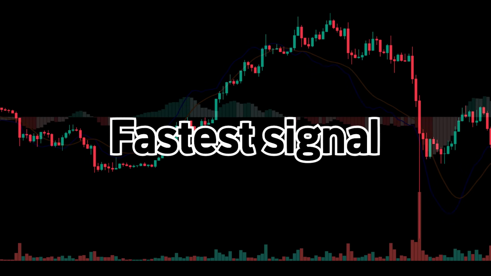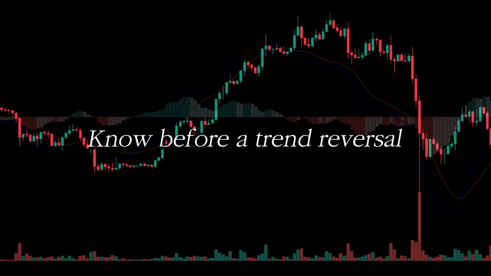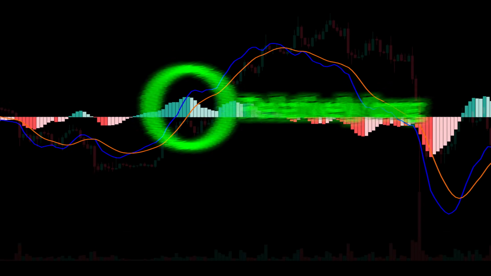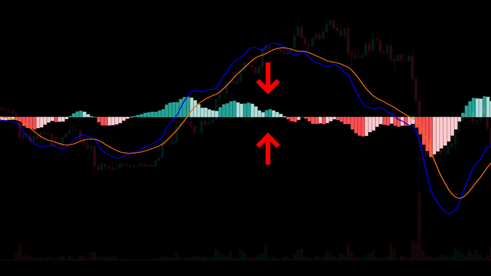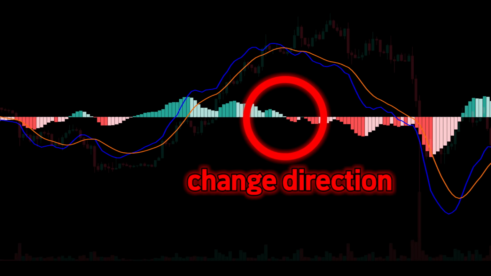Strategy 3. MACD Histogram Reversal. This is the fastest signal of the three. You're catching the shift before the crossover even happens. When a trend is strong, histogram bars are tall and wide. When they start shrinking, that's the trend losing steam. The moment those bars reverse direction, that's your entry window.